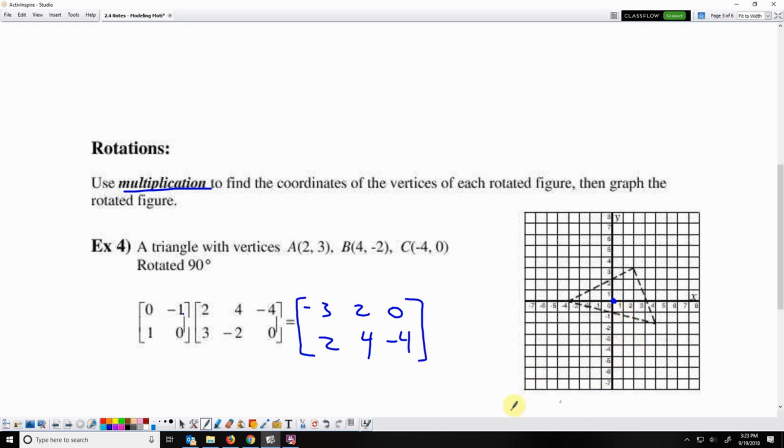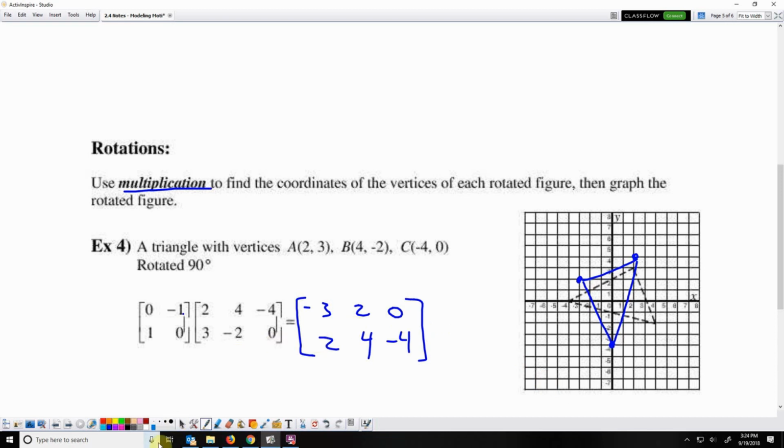So we've got negative 3. I'm going to erase that origin so it doesn't distract us here. So we've got negative 3, 2, 2, 4, and 0, negative 4. And there it is, rotated 90 degrees about the origin.